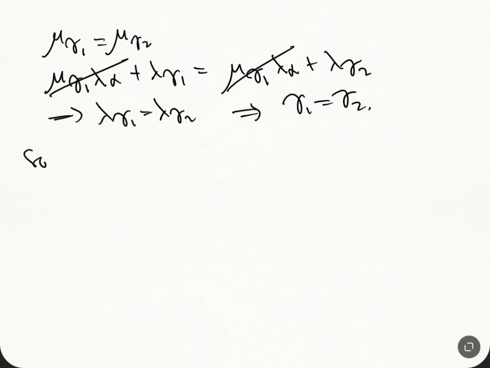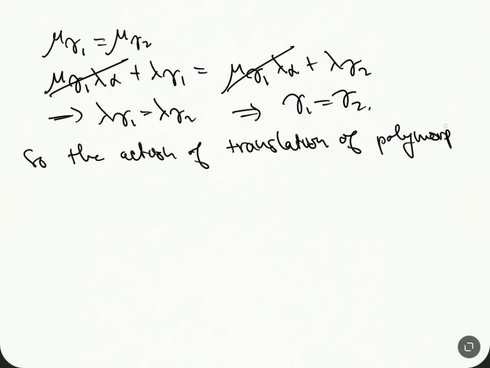So the action of translation of polymorphisms is well defined. So let's say the action of a polymorphism, it's a set, is well defined. Okay, so that makes sense. Now I'm going to make one more definition, then we're going to return to this in a moment. So let's make a definition.